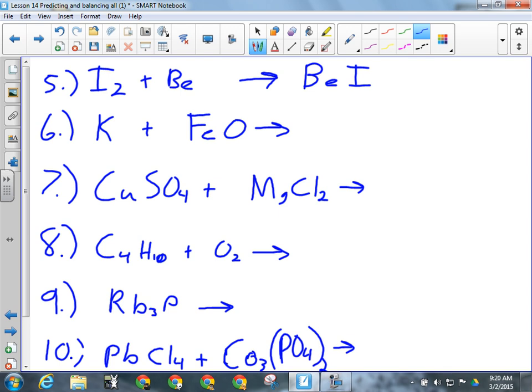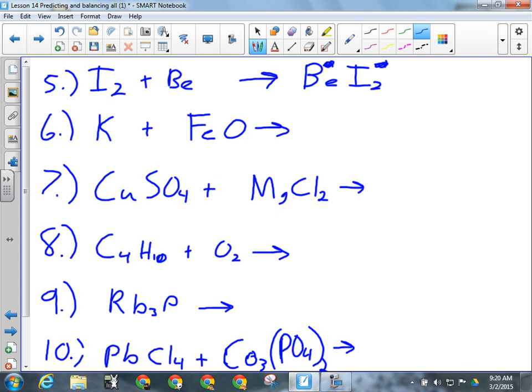So I've got Be with I. Now, for swap and drop purposes, it's ionic. This is -1. This is +2. So when I swap and drop, I get BeI2. Hey, that's pretty sweet. That one's already balanced. It's ones in front of everything.